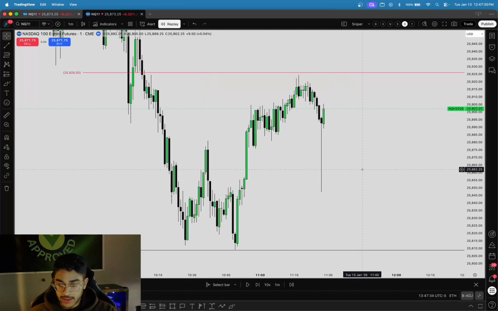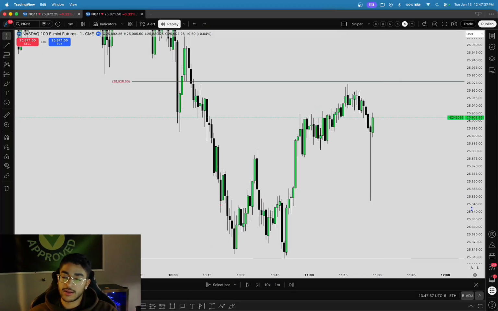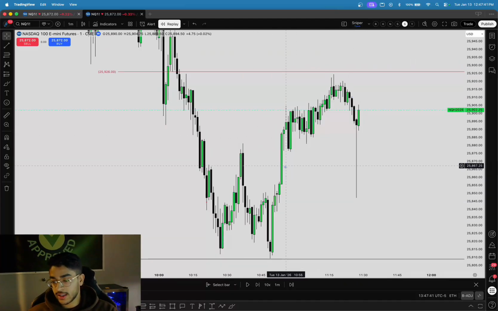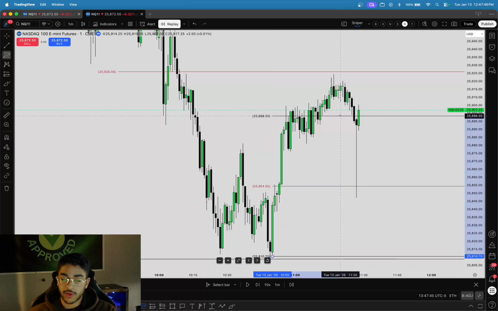What did we get? Well, you can see it here. We had a huge flash wick come down, right? We were still in a discount of our daily range, as you can see below equilibrium, but we had also come into a discount of this newly formed range.